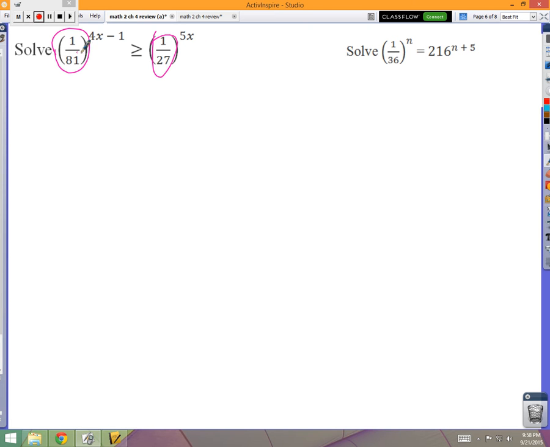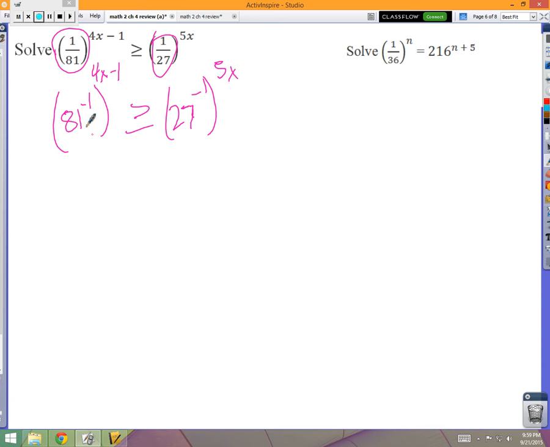So move number 1. This 1 over 81, that's division. You're dividing by 81 and you're dividing by 27. So I'm going to rewrite this fraction. I'm going to write it as 81 to the negative 1. And over here, I'm going to put the 4x minus 1. Then on the right hand side, 1 over 27, that's 27 to the negative 1. Then we got 5x.